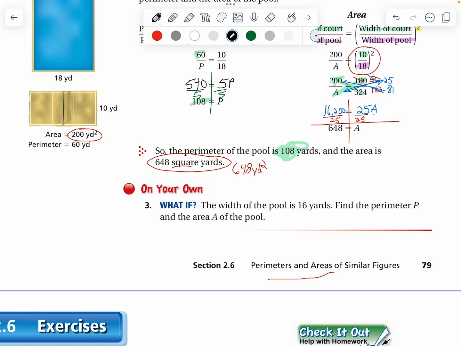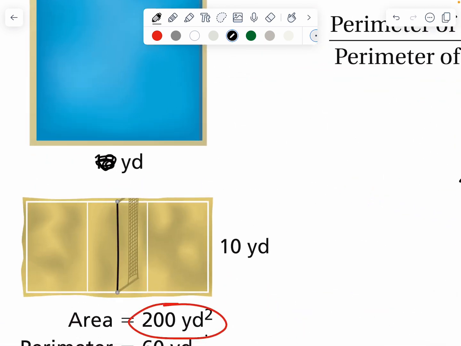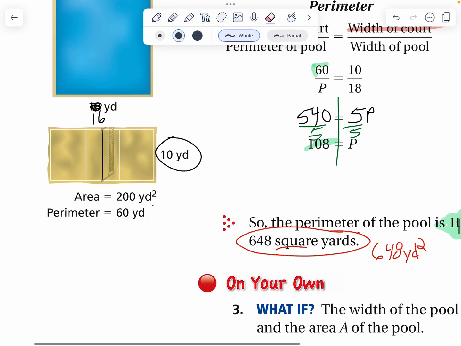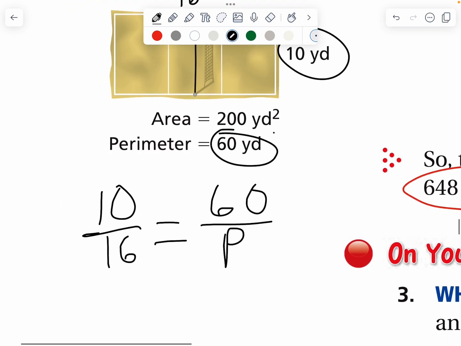If the width of the pool is 16, so let's say what they're saying is instead of being 18, it's 16. We still got 10, but it's 16, okay? So let's find out. Perimeter is going to be right here, 10 to 16 equals, what's the perimeter right here? The perimeter of the small court is 60, and we're looking for the perimeter of the pool. That's your setup.